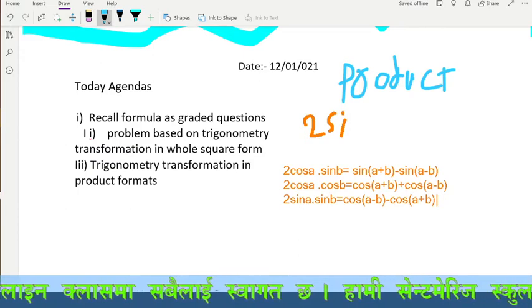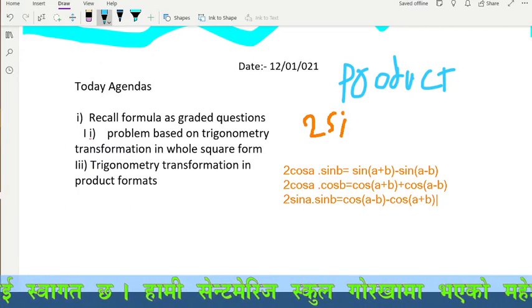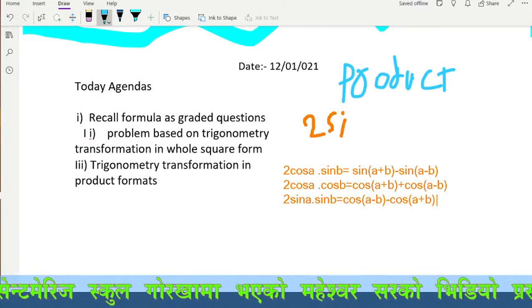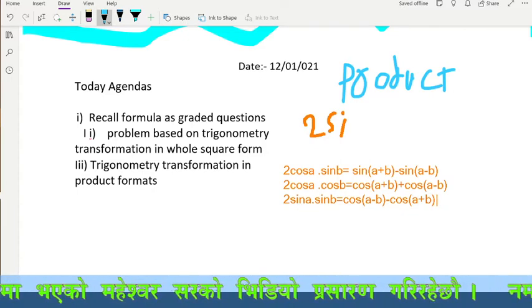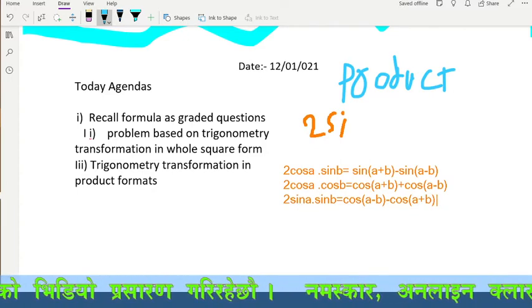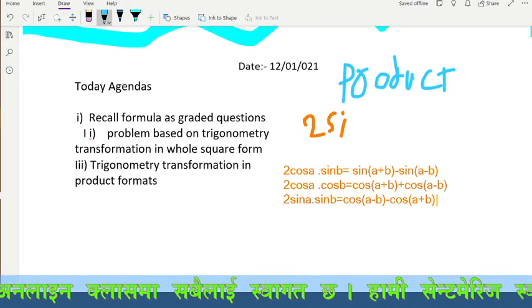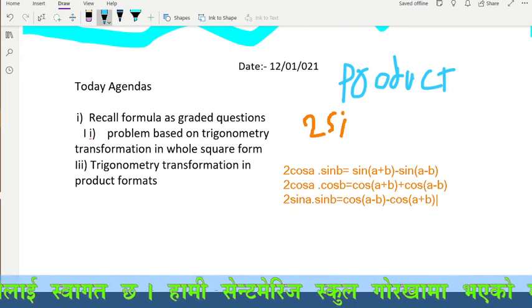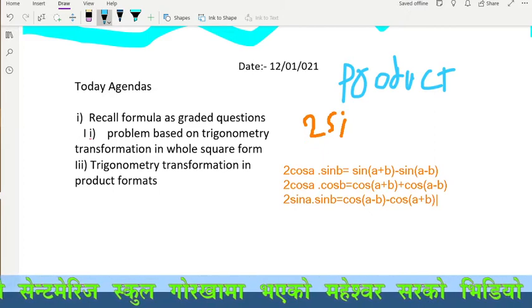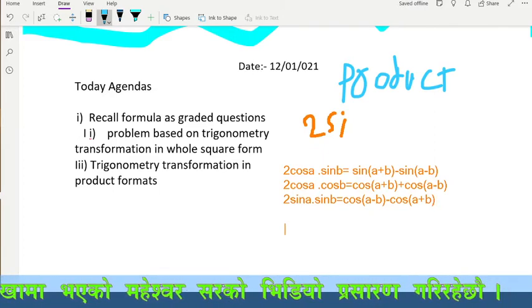Right? Same way, that first formula was there. Now another we have read, the C D to product format. In C D to product format also we have 4 formulas, 2 in plus, 2 in minus. So if we see this, what have we read?